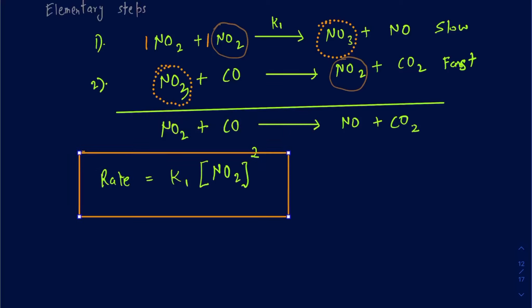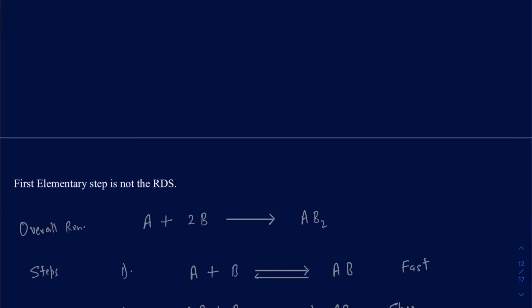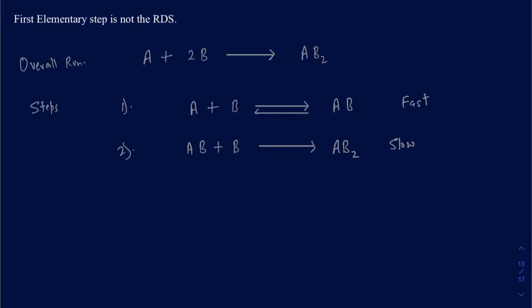And we don't really have to worry about what's going on with the second step because that's your fast step. So overall, this is going to be a second order reaction. So I can write down second order reaction, and it's going to be second order with respect to NO2 only. The carbon monoxide is not going to be a factor in determining the rate, or another way of saying, the reaction is going to be zero order with respect to carbon monoxide.